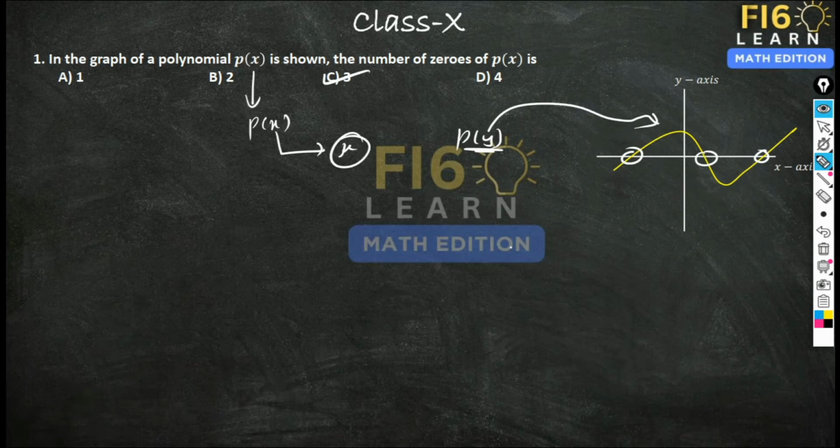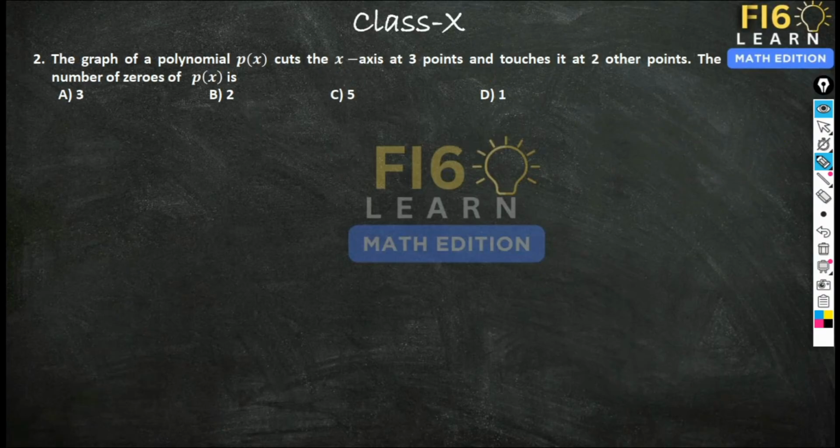Okay, so for this type of question, you have to be careful to determine which one is the function variable and which axis you have to count. In this question, the function variable is x, so I have counted the number of times it crosses or touches the x-axis. So the answer is 3. Let's go to the second question.